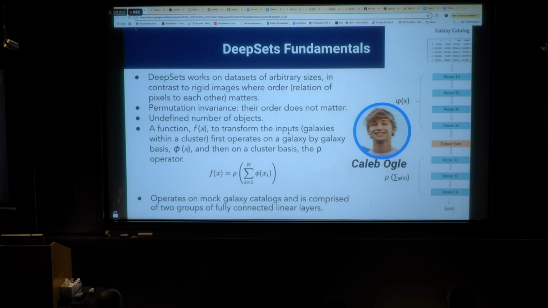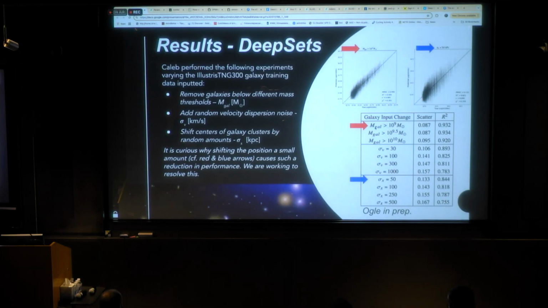So the formalism is to create a function that operates on a point-by-point, or galaxy-by-galaxy, basis, represented by the phi operator here, and then sum them up and then work on them cluster by cluster, the rho operator. And the network here is on the right. I want to jump to some results here.